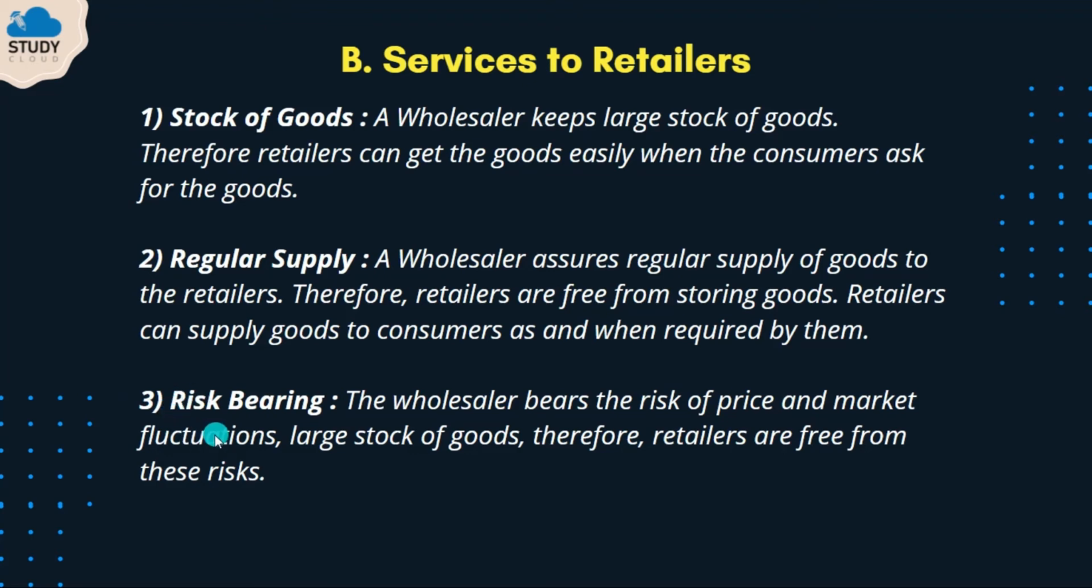Third point is risk bearing. The wholesaler bears the risk of price and market fluctuations, and of large stock of goods. Therefore, retailers are free from this risk. All such risks are managed by the wholesaler, not by retailers.